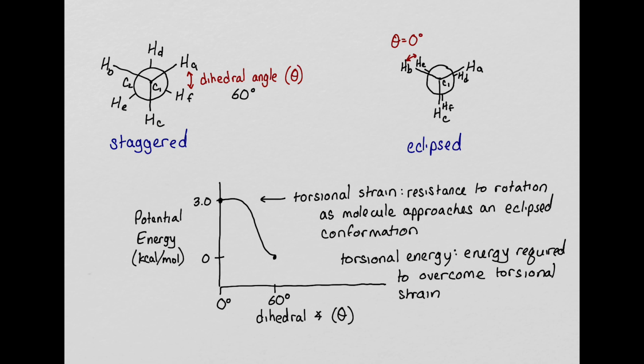We can use Newman projections to consider the conformers of even more complicated molecules than ethane, which can give us a lot of information about the three-dimensional shapes of these molecules.